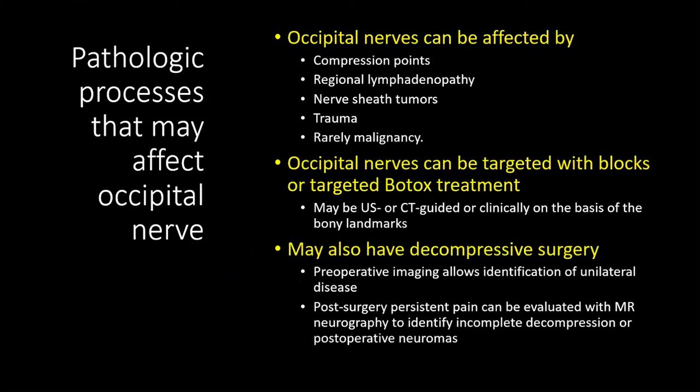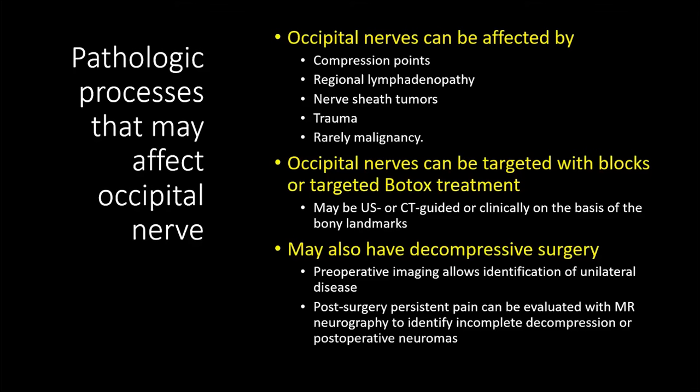So the occipital nerves can be affected by compression points. That's the most common finding for patients with occipital neuralgia. You can sometimes get occipital region lymphadenopathy, but that's rare unless you have a skin cancer of the scalp. Nerve sheath tumors, relatively rare. Malignancy, also rare. So in clinic, they can target these with Botox. They can actually do it just by clinical palpation of landmarks. We also can do it ourselves as radiologists using image guidance with a CT or ultrasound.